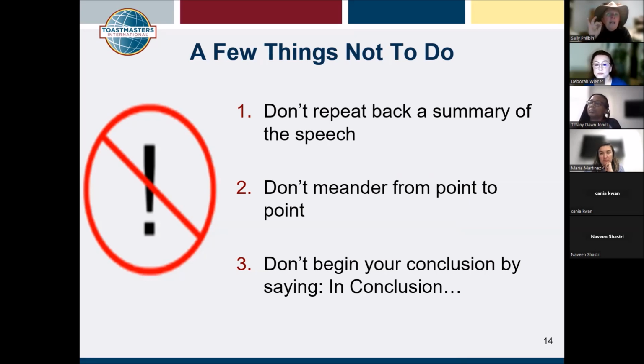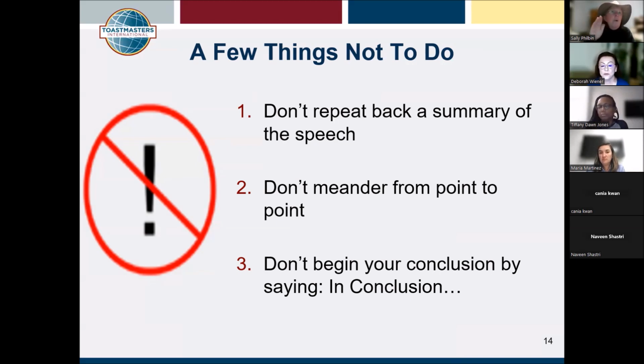So a few things not to do when you're evaluating a presentation. Don't repeat back a summary of the speech. Don't tell us what the speaker just said. We heard what the speaker just said. You've got 2 to 3 minutes to make an impactful evaluation, so please don't spend part of that time reiterating the speech.